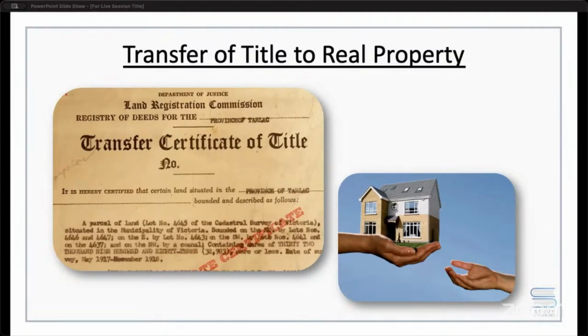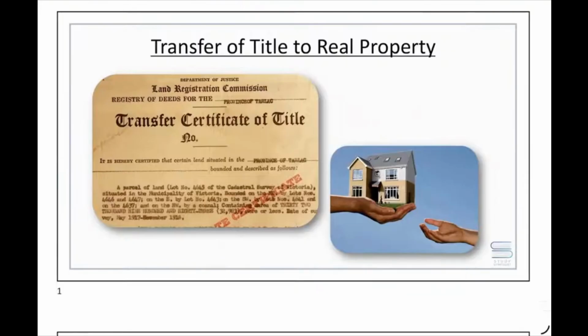We're going to talk about title, transfer of title, all of those things. And this is the basics of real estate. Everything we're talking about today is about, okay, if you don't understand this stuff, how in the heck are you going to sell real estate?